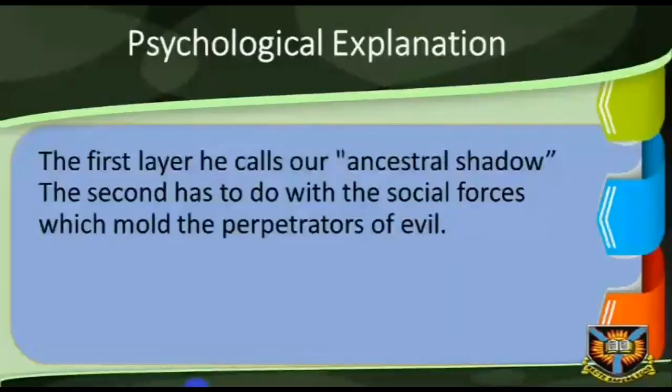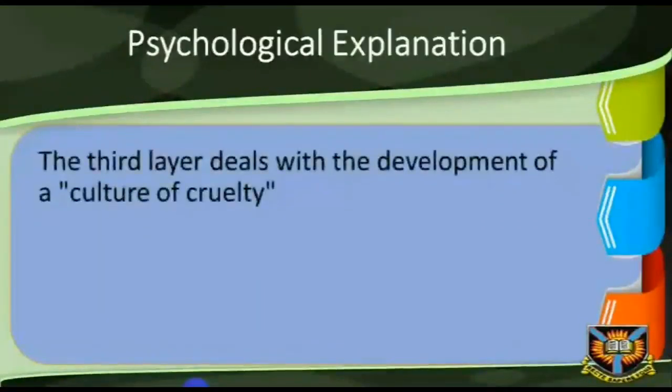The first layer he calls our ancestral shadow and relates to our evolutionary heritage, which has encouraged things like xenophobia, ethnocentrism, and patterns of social dominance. The second has to do with the social forces which mold the perpetrators of evil: cultural beliefs, moral disengagement, and the role of rational self-interest.